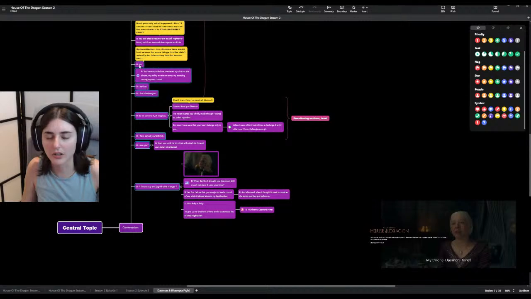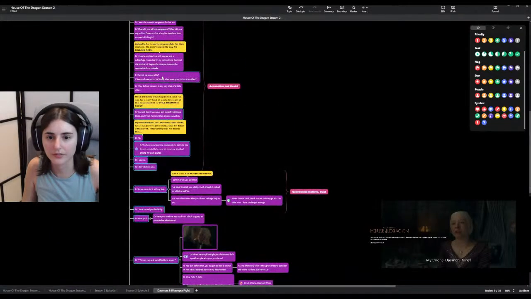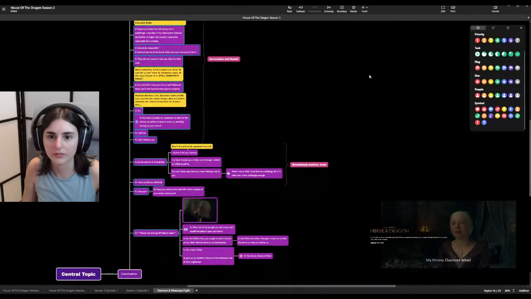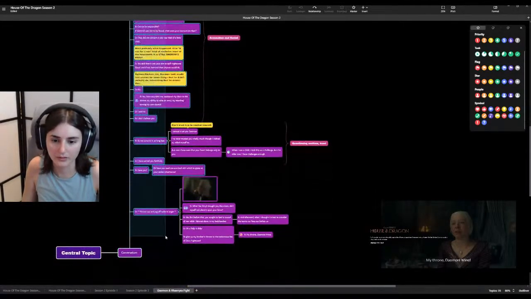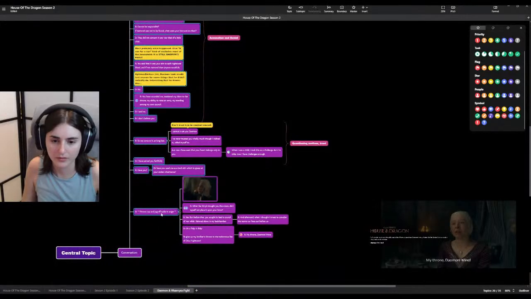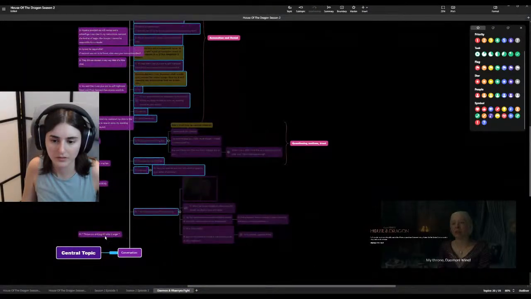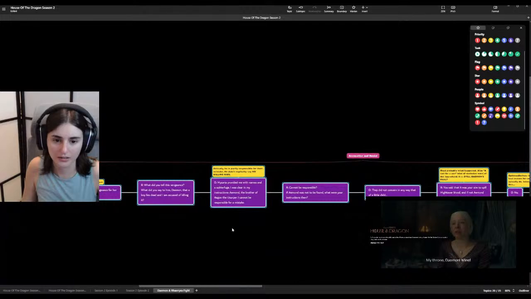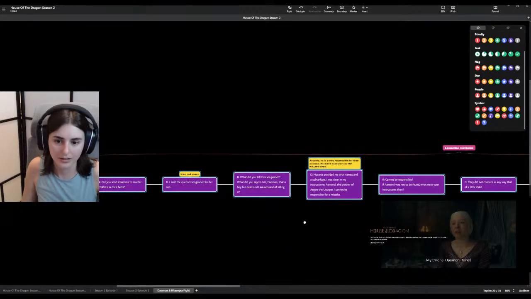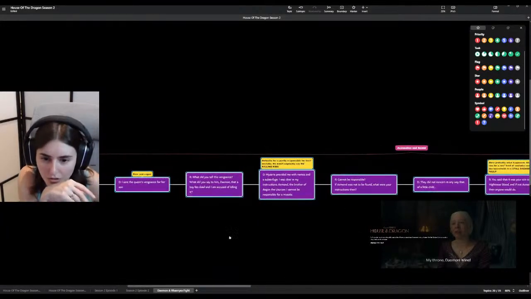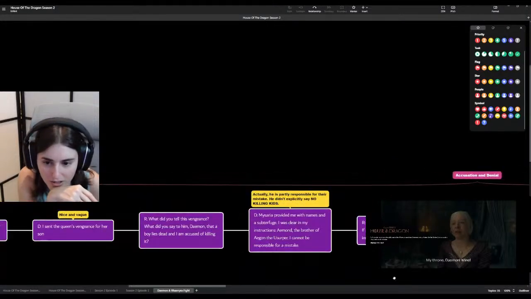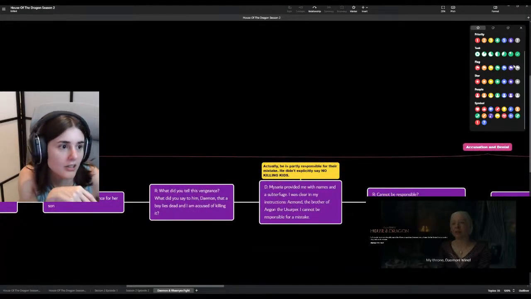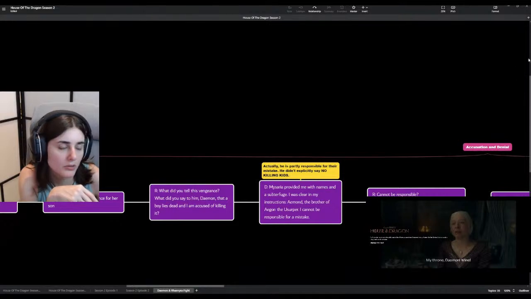Sorry, I can't let it go. Oh, you cut so. Here, go over here. "Did you send assassins to murder children in their beds?" "I sent the Queen's vengeance for her son." We can actually change it to a downward one.